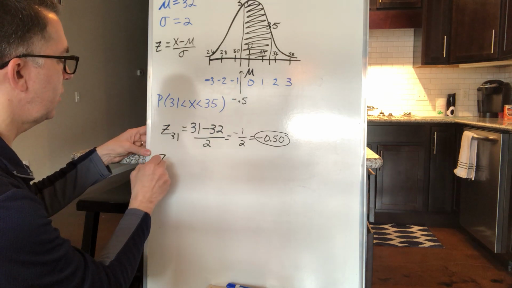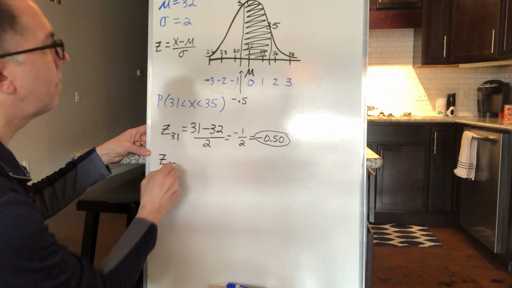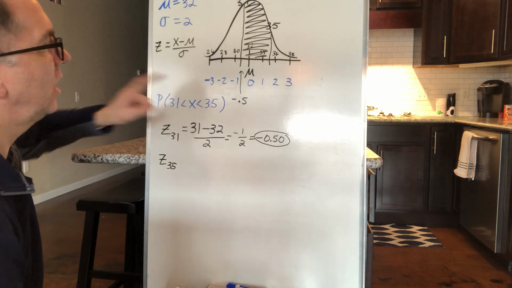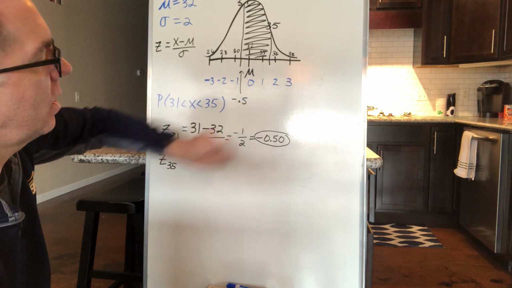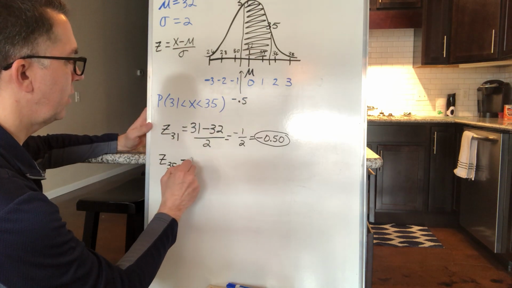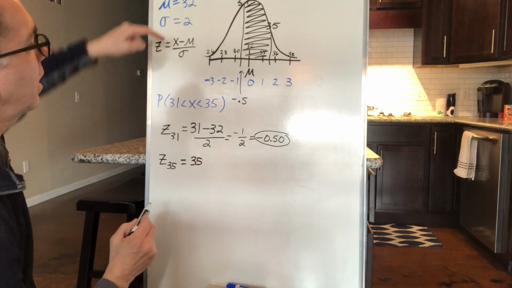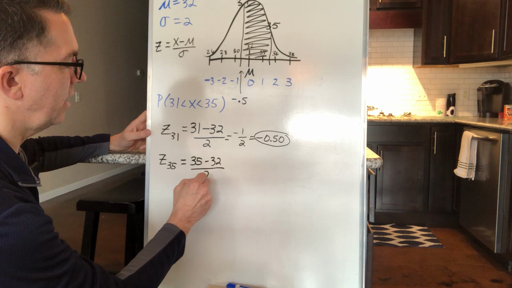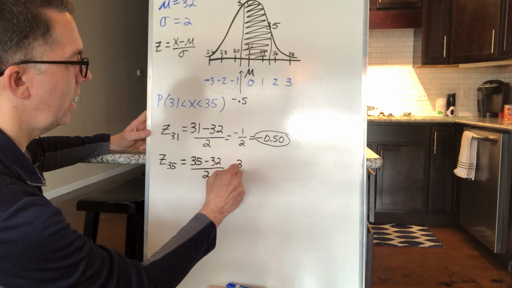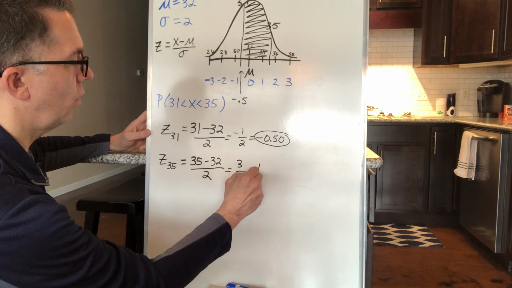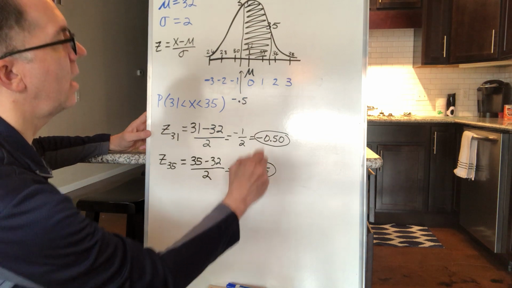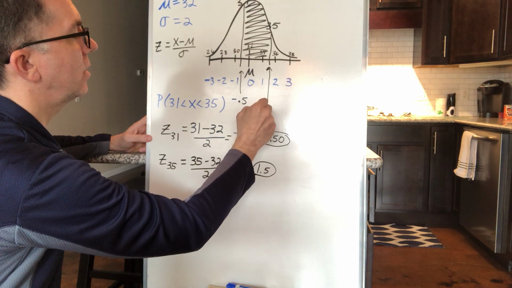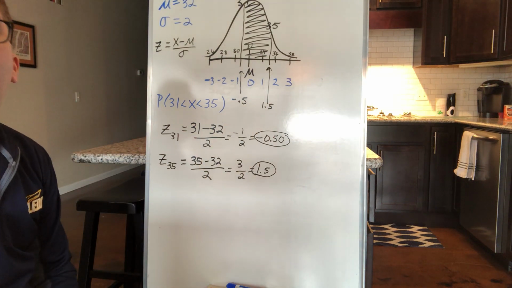Now let's find the z-score for a 35. That's this one right here. It's probably going to be 1.5. It's between 1 and 2. So it's 35, because that goes in for x, minus the mean of 32, all over a standard deviation of 2. So that's going to be 3 over 2, which is 1.5. So that z-score is 1.5. That value makes sense.